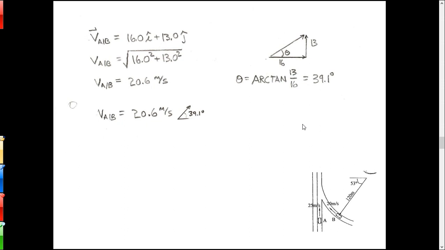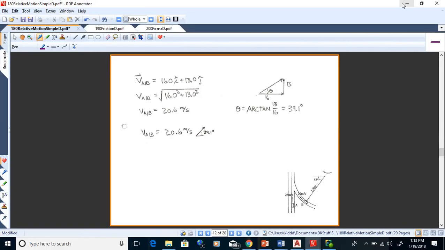Okay, so we good with that? All right, so that's a bit of relative velocity there. Okay, let's see what we got here.